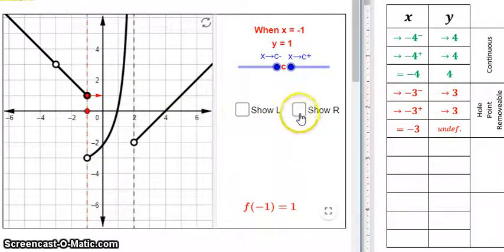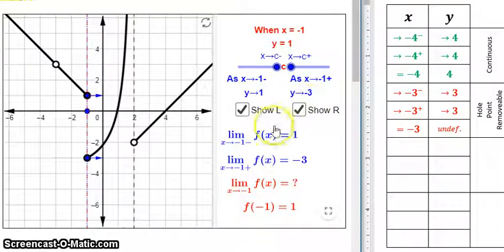And so what we can see here, turn those back on, is that my limit on the left side as x approaches negative 1 from the left is 1, but the limit as x approaches negative 1 from the right is negative 3. Therefore, the limit does not exist. Because these two things are not equal, there's no way that I can say the limit is one thing or the other. It can't be both of these things, so it's basically neither. Okay, so the limit doesn't exist.